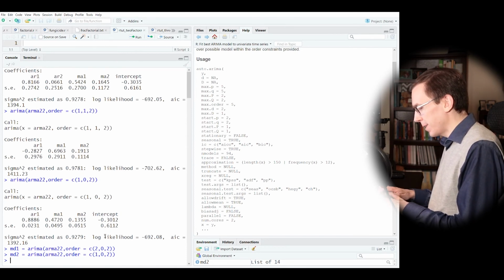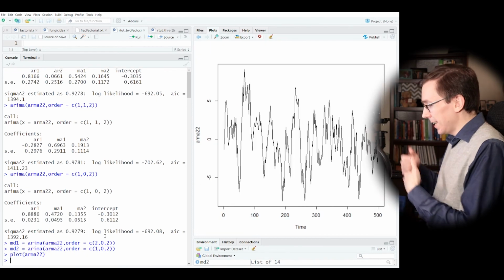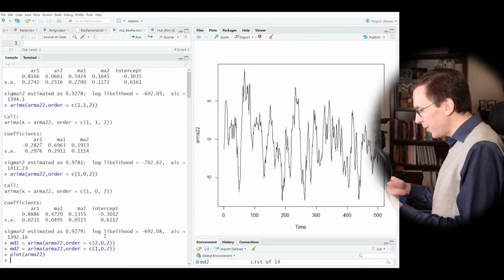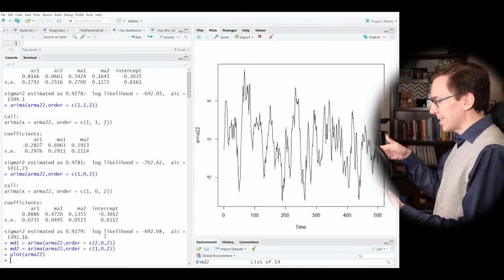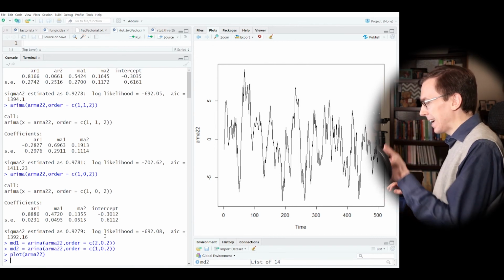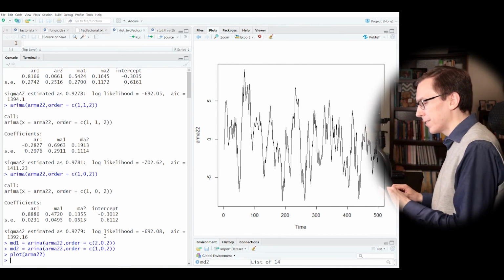Our process, if we plot it again, the ARMA data is going to look like that. So it's kind of jagged and noisy. It almost looks like there might be something seasonal going on here, but there isn't. It just kind of fluctuates up and down and up and down.